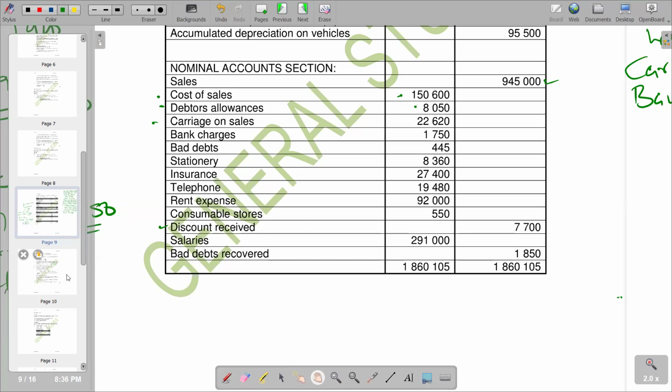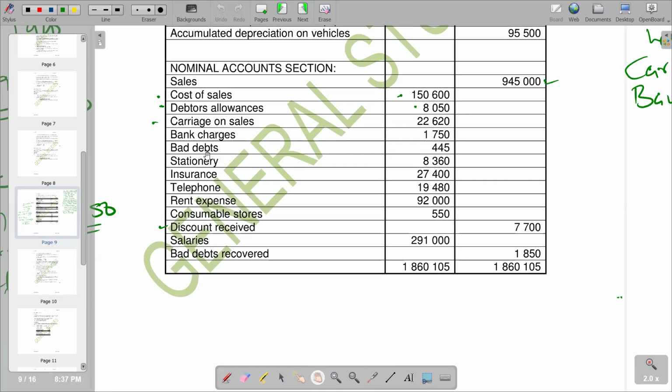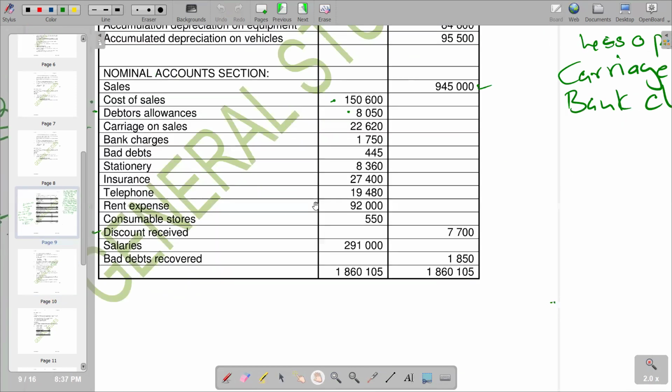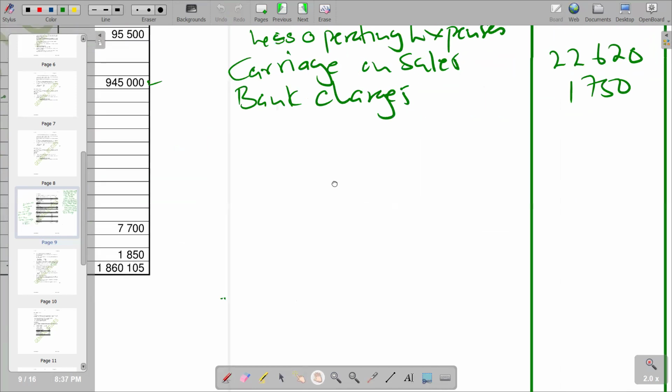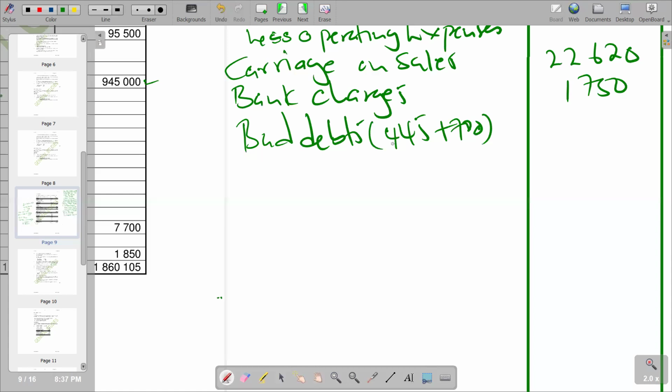But if you go to additional information, you've got something on item 4: a further amount is irrecoverable, 700. So we're going to say 445 plus 700, and then the total becomes 1,145. Then we go again to check what else do we have.